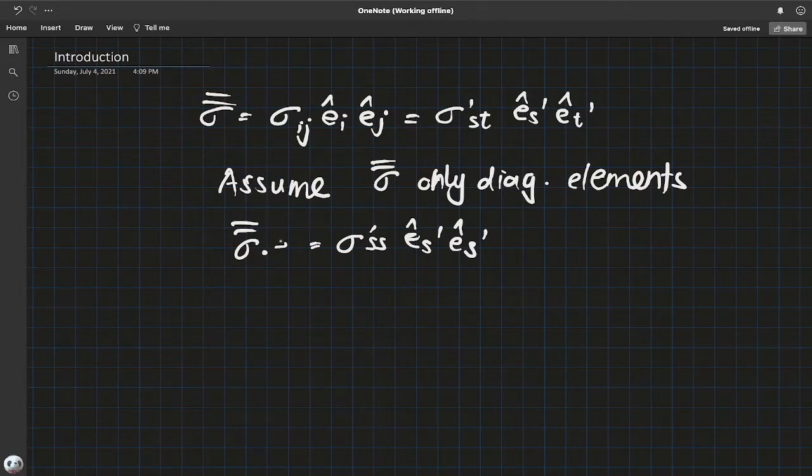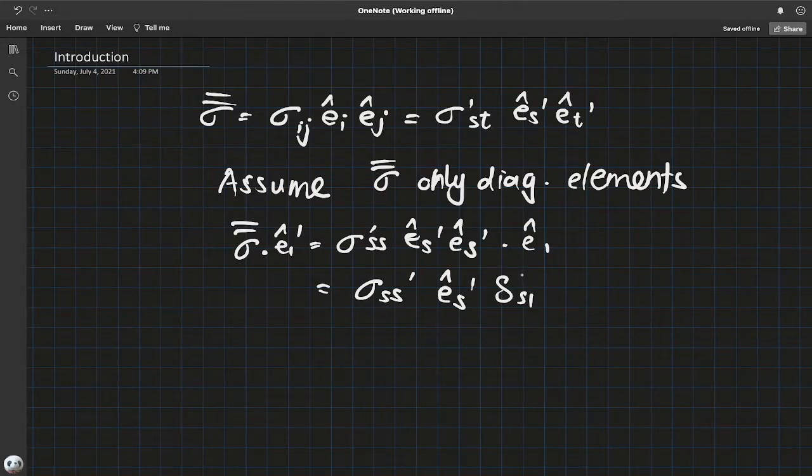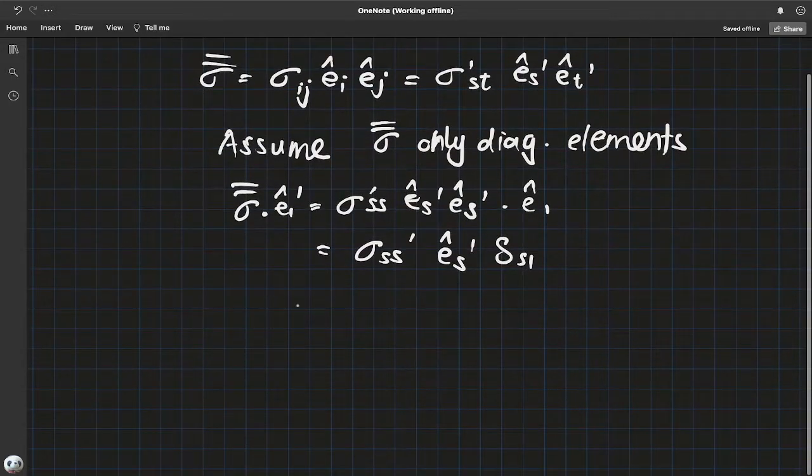And I want to dot this with e1 prime. Now this just becomes sigma sub ss prime e sub s prime Kronecker delta s1, because we always work with orthonormal systems, so Kronecker delta has to come up there. After contracting over subscripts, we have sigma sub 1 prime e sub 1 prime.